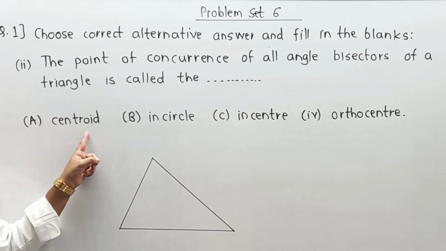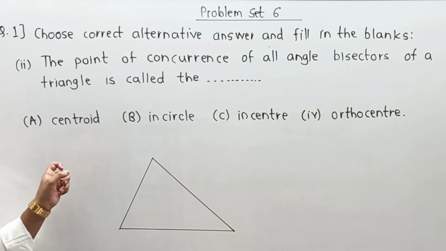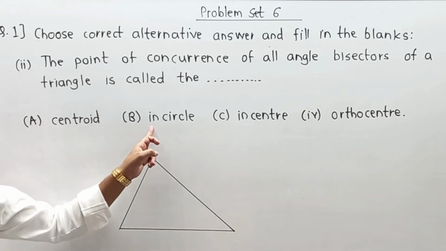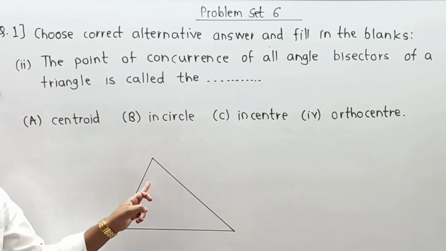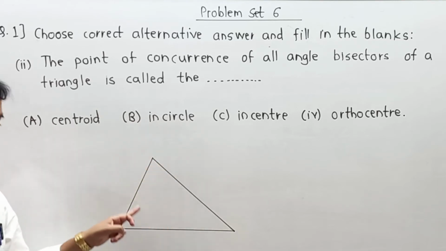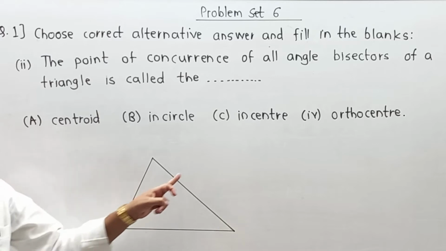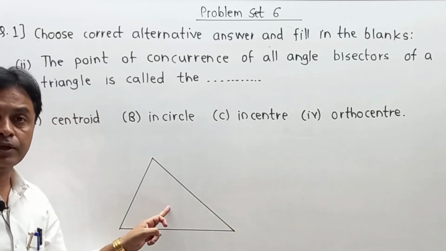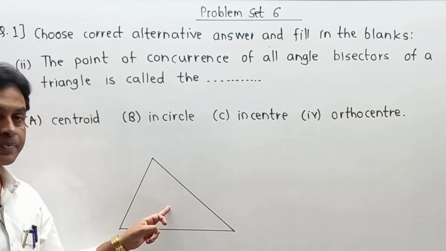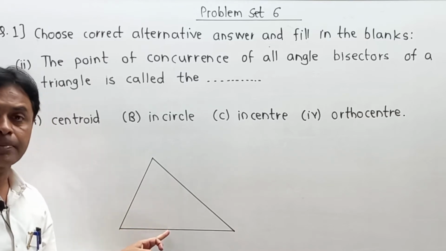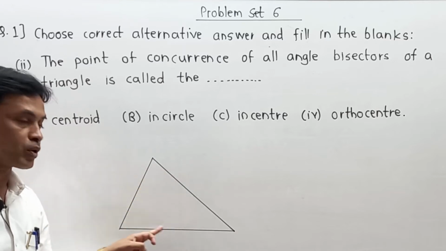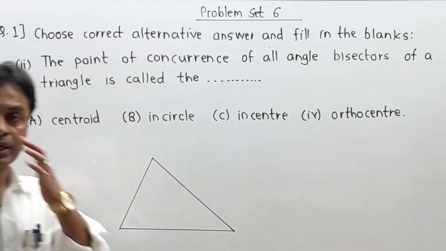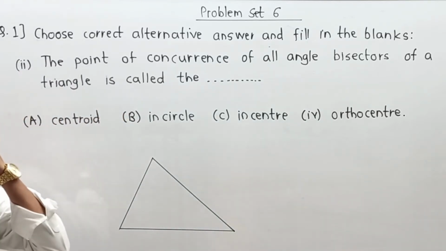Centroid is nothing but the center point which is equidistant from all 3 vertices. Second, incircle means a circle you draw which touches all the 3 sides. Next, incenter. It is a particular point inside the triangle from which, if you take any particular distance as a radius and it touches all 3 sides, then it is called an incenter. And the fourth is called an orthocenter. So these are the terms taken into consideration.